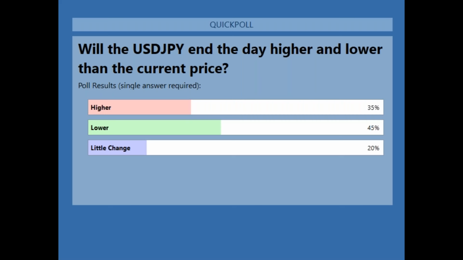35% believe it will end higher. 45% believe it will end lower. 20% think it will end more or less at the same price that we're currently at. So most people think it will end lower. Some people think it will end more or less the same. Some people think it will end higher.